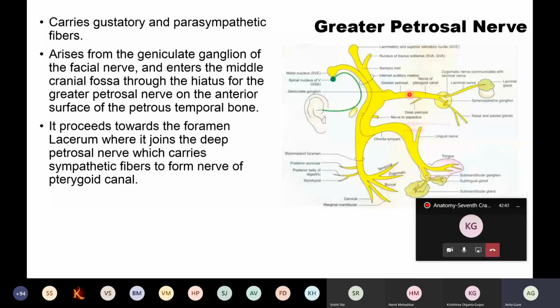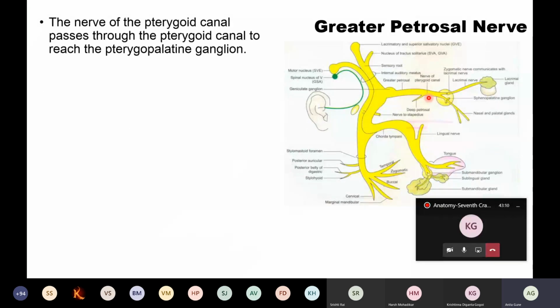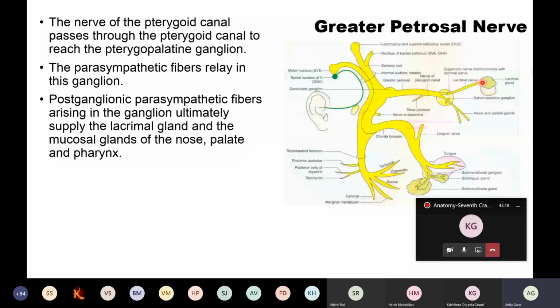When it is approaching the foramen lacerum, it is joined by another nerve which is called the deep petrosal nerve. This deep petrosal nerve is carrying sympathetic fibers which are present around the internal carotid artery. The greater petrosal nerve will join with the deep petrosal nerve to form the nerve of the pterygoid canal, which will go through the pterygoid canal to go towards the pterygopalatine fossa, where it will relay, and the postganglionic fibers after the relay will go and supply the lacrimal gland, the glands in the nose, palate and pharynx.